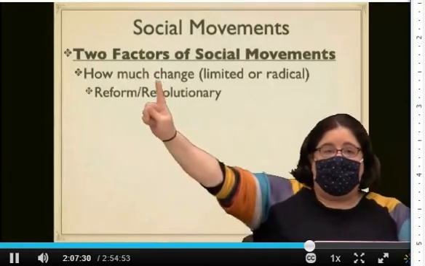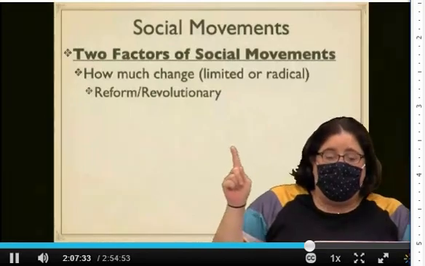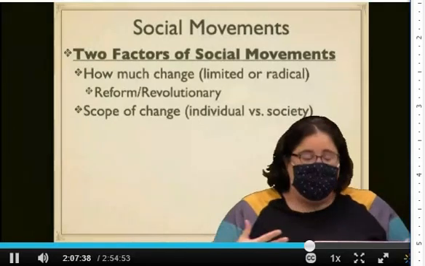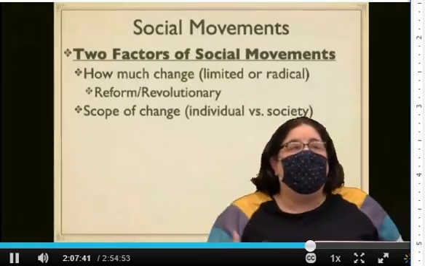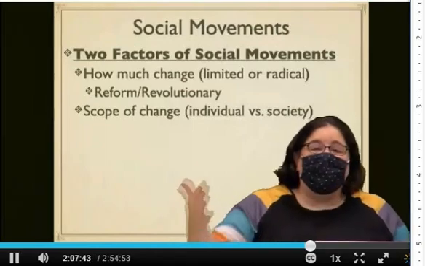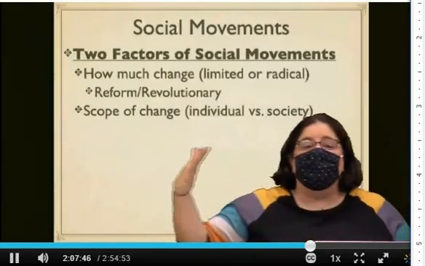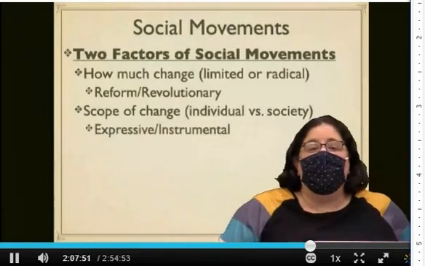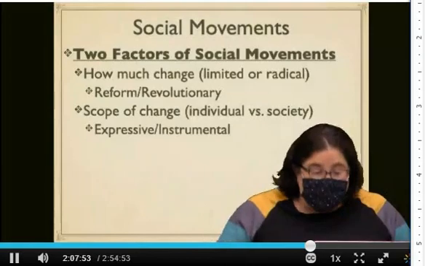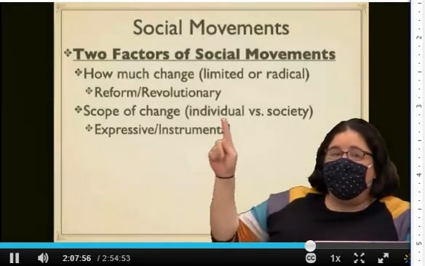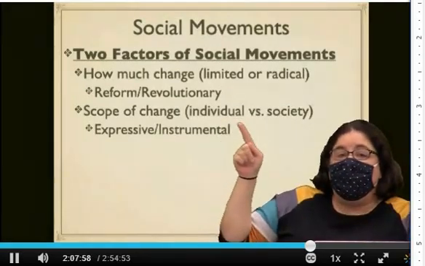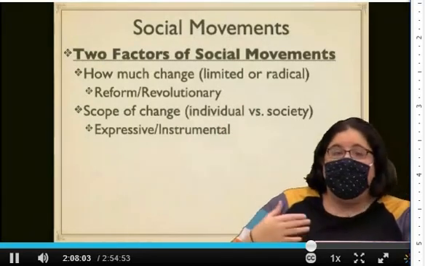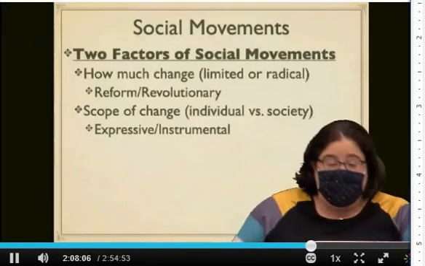So that's one factor, how much change a social movement wants. The other factor is what we call the scope of the change, meaning who does the change apply to? Is it an individual level change or a societal level change? The terms for that are expressive or instrumental. Expressive social movements are all about changing an aspect of an individual, whereas instrumental social movements deal with changing something at the societal level.